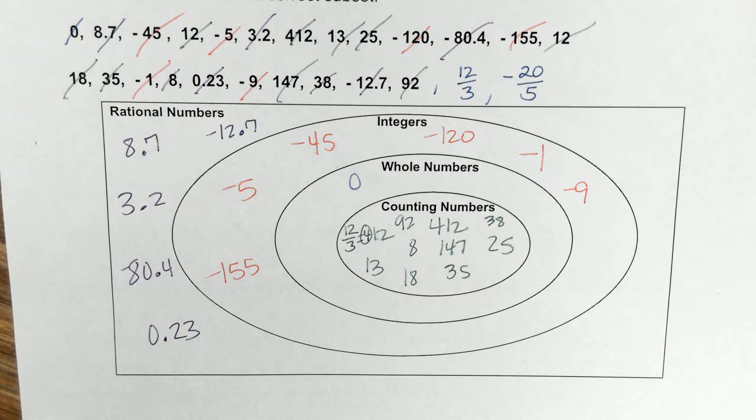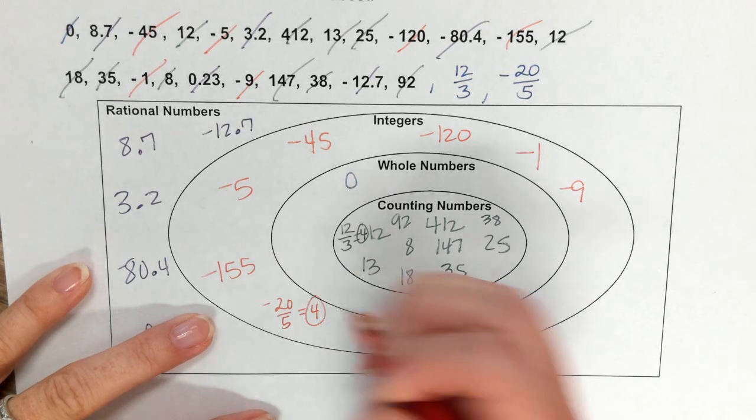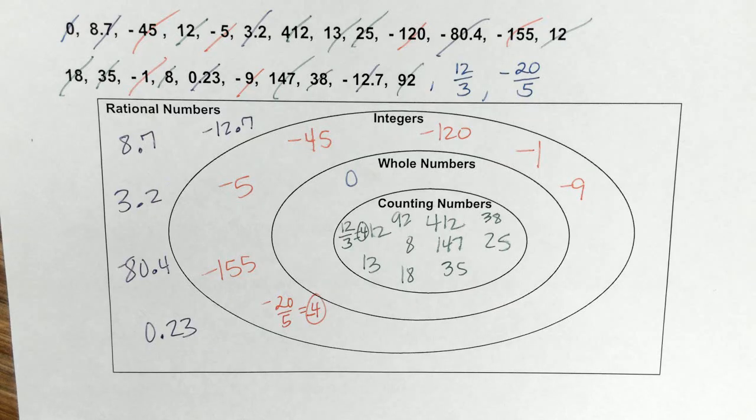Y'all were supposed to let him think. He's correct. Why is negative 25ths an integer? Because it's negative and it can be turned into... What is negative 25ths? Negative 4. So it would go here because negative 25ths is actually negative 4.